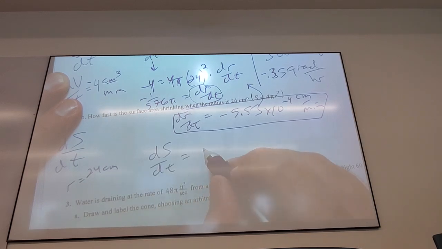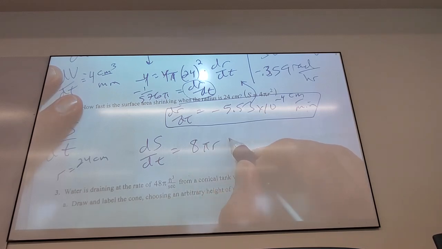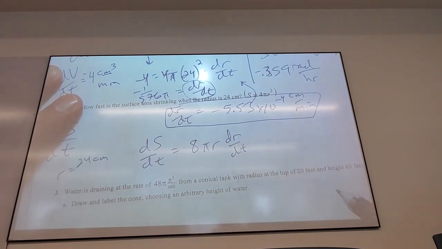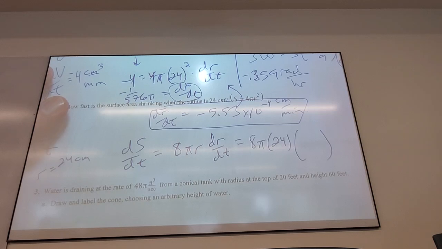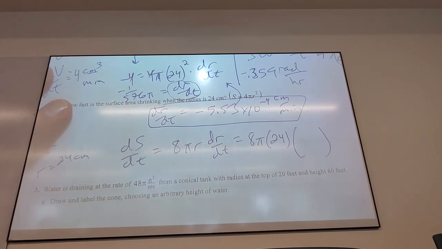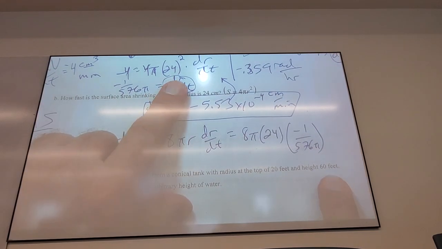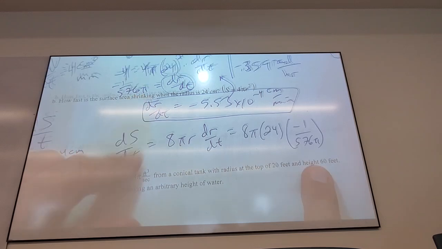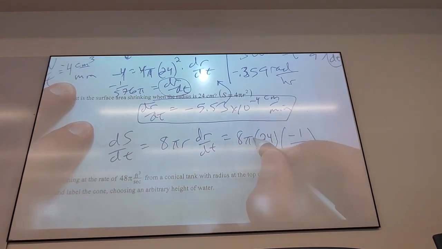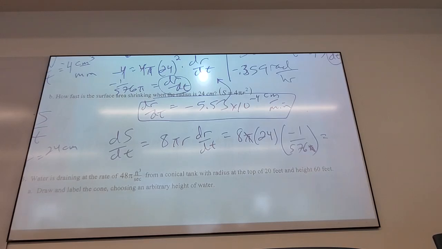So when you get with the derivative, you get 8 pi r dr dt. 8 times pi, I know r is 24, and dr dt I know. I'm going to use this because I'm weird. But you see why I'm going to use that? Isn't that the same thing? This is a better form. Why? Because the pi cancels, for example. And I'm not rounding, is the other thing.